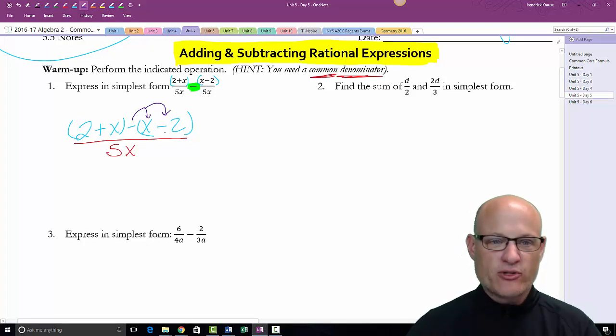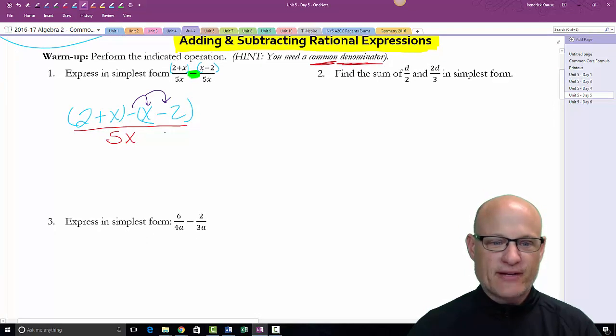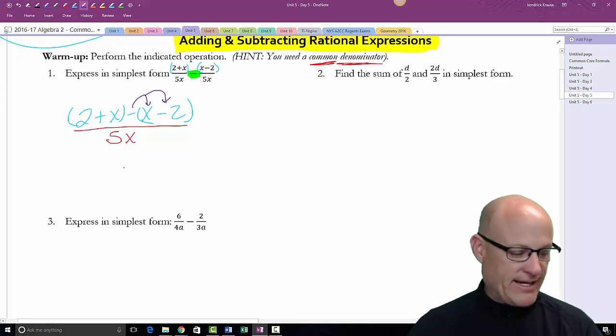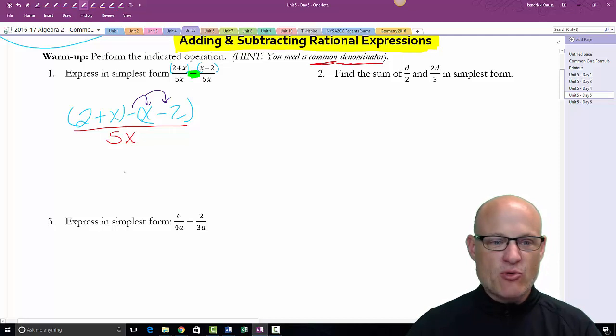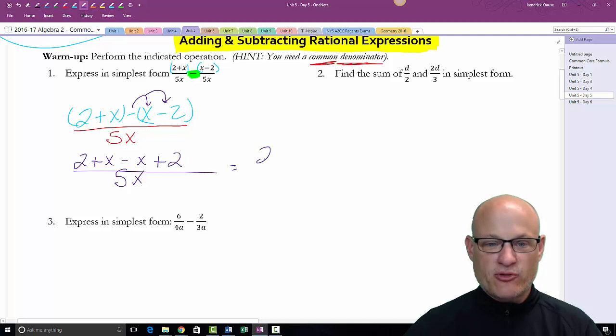I'm going to talk about what you're going to do later when you get to a problem like that, because those negatives are nasty. They will give you all kinds of problems. So this is really 2 plus x minus x plus 2. And the x's cancel, so I really just end up with 2 over 5 plus x.